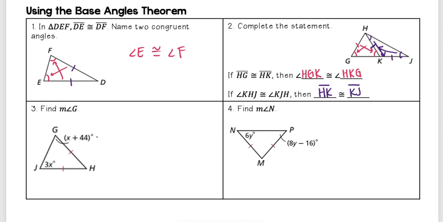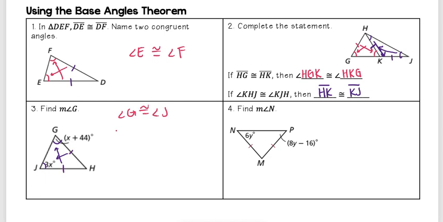Okay, now let's actually do some solving. This one says to find the measure of angle G. First off, I notice that these two sides are congruent. And so automatically I know by the base angles theorem that the angles opposite of them are also congruent. So that means the angle opposite of this one, so G, is congruent to the angle opposite of this side, which is J. So yeah, angle G is congruent to angle J.